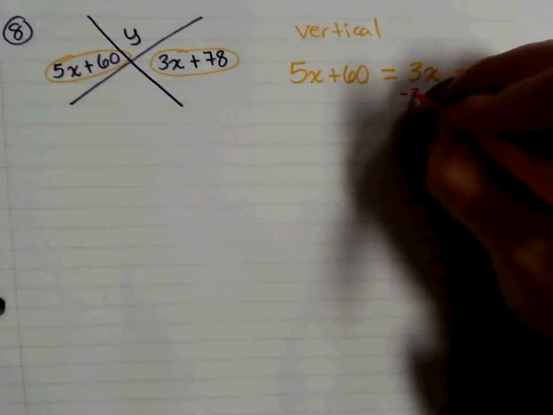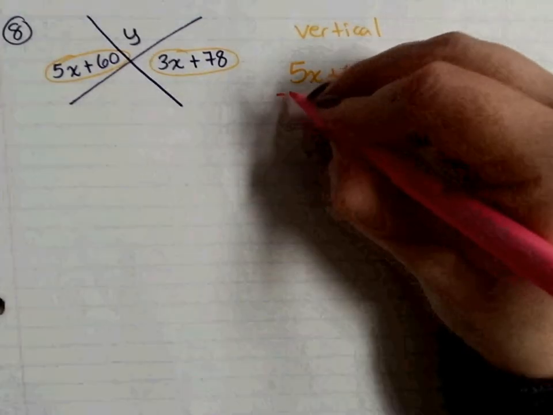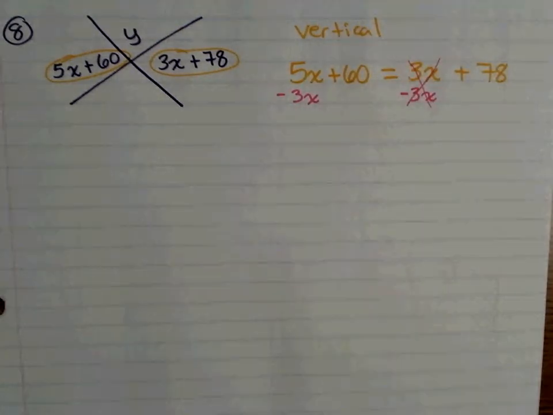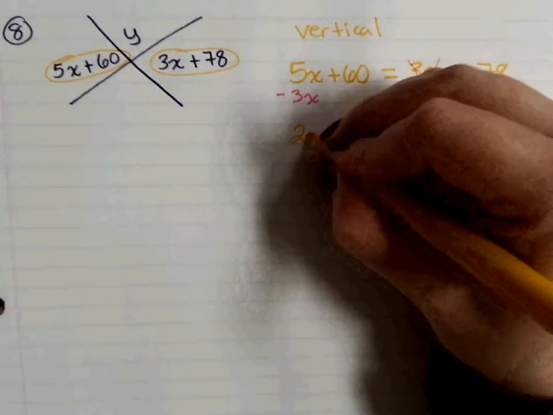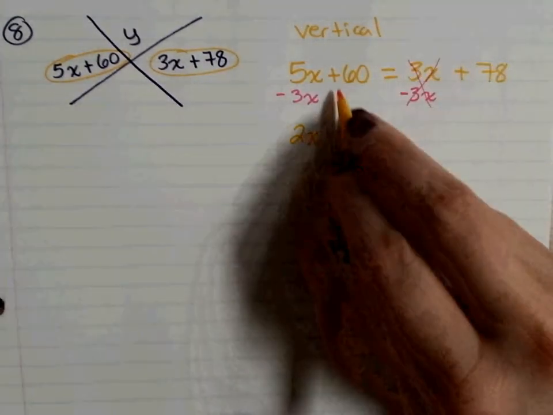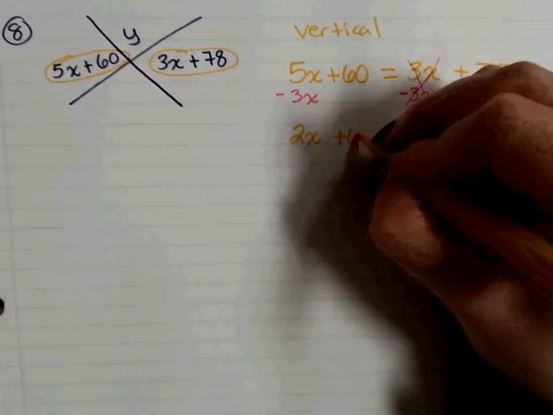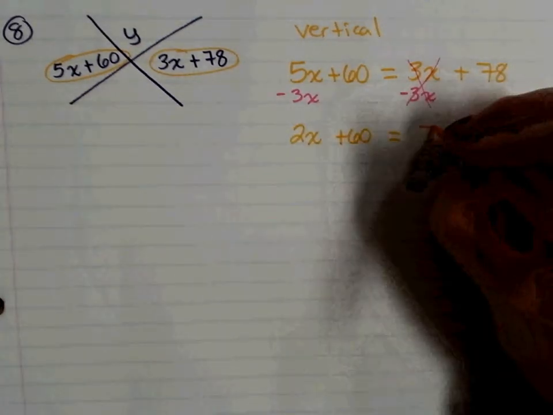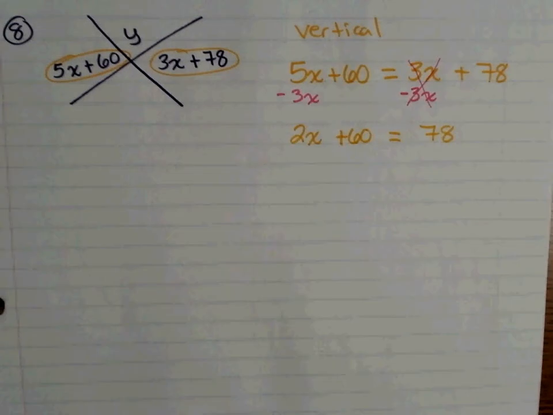Got to find the smallest variable. And which one is that, Courtney? 3x. So we're going to subtract 3x from both sides. Those 3x's are going to get canceled. 5x minus 3x is going to give us 2x. So we now have 2x plus 60 is equal to a positive 78.